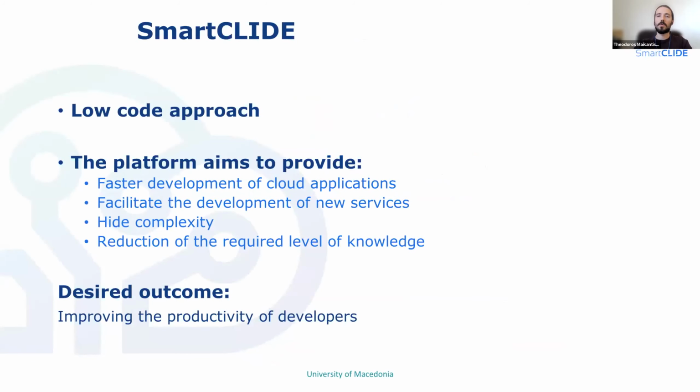SmartCLIDE follows the low-code approach, which is the logic of using as little code as possible in order to create an application. The platform aims to aid in the development of cloud applications and make the process as quick and easy as possible, hiding the complex steps of the process. Finally, we hope to improve the productivity of developers by minimizing distractions and time-consuming interactions with external tools.